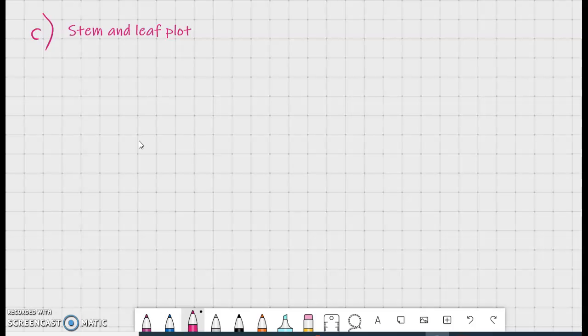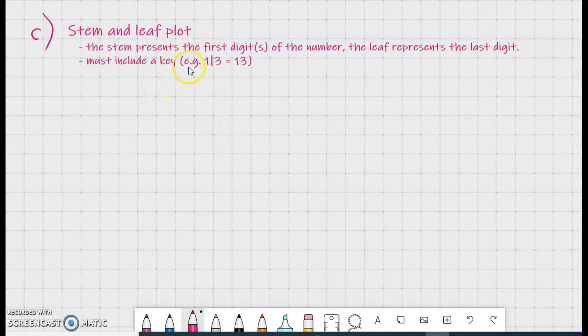Right, question C wants you to do a stem and leaf plot. So let's do a little revision for that. Okay, so when you're doing it, the stem is designed to represent the first digit or digits of each point of data, and the leaf is supposed to represent the last digit. You do need to include a key for your reader. For example, you might just write 1-3 to represent number 13. And here we can see that the stem represents the first digit, which is the 1. And the leaf on this side is representing the last digit, which is the 3, and together they come to represent 13.